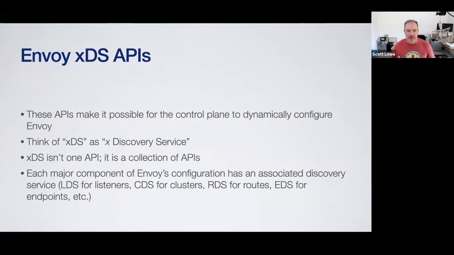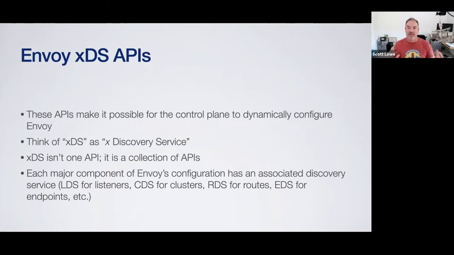When I first started learning Envoy, I was like, xDS, what is that? I don't understand, right? You have to think of that X in xDS as like a variable. It's going to replace the X with something else, right? Because what we have is a collection of APIs. These are all various discovery services. That's what the DS stands for. And the X could represent any number of things.